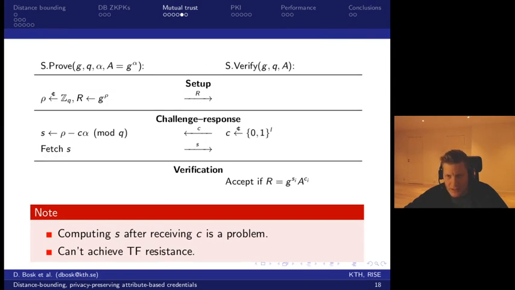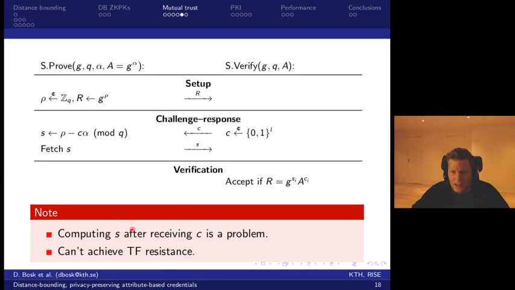So this is the original Schnorr protocol, and the way it works is that we generate a random nonce, which we commit to. We send it to the verifier. The verifier generates a challenge, sends it to the prover. The prover computes the response and replies. Then the verifier will check if this is correct, and if it's correct, it will accept, otherwise reject.